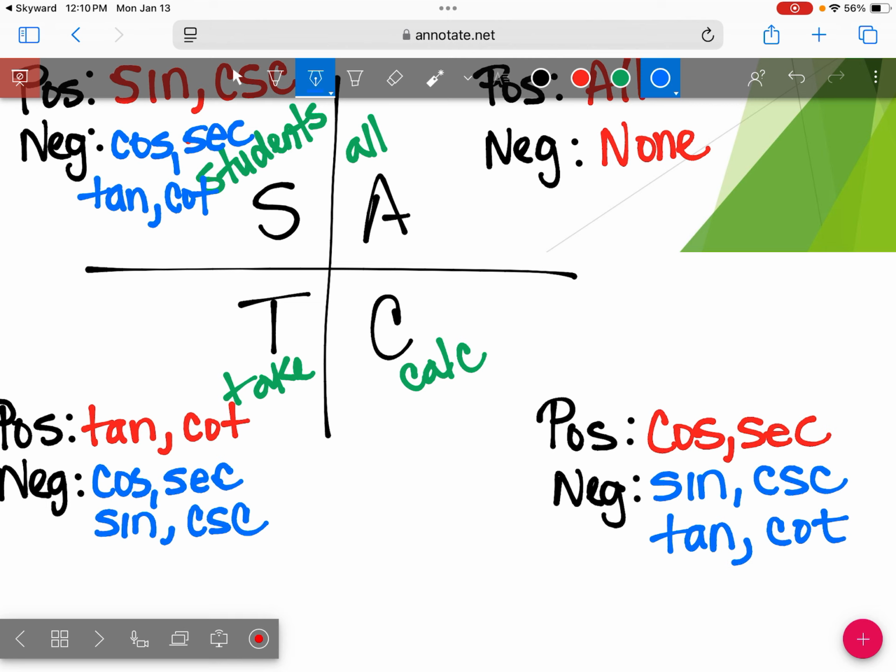So in 6.3, you will have to name the quadrant. So I'll give you 2 clues, and you'll have to use those 2 clues to figure out which quadrant we're in. And what I'm going to do is tell you the sign of 2 different ratios. Okay, so this is really important. Just remember, all students take calc, and then we'll practice with this a little bit more.